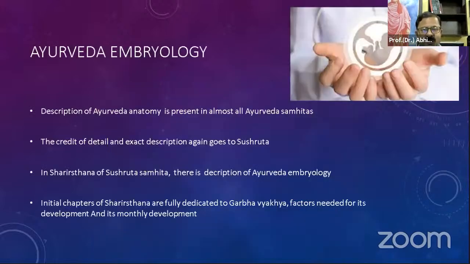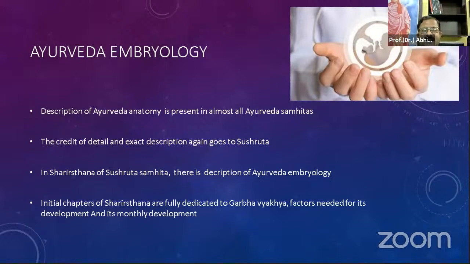So coming to the point, that is Ayurveda embryology. So what is this Ayurveda embryology? We know that embryology is the branch of modern science, modern anatomy, which is related to the study of the embryo, starting from fertilization to the conception and to pregnancy and delivery. So the study of all these events is done in embryology.